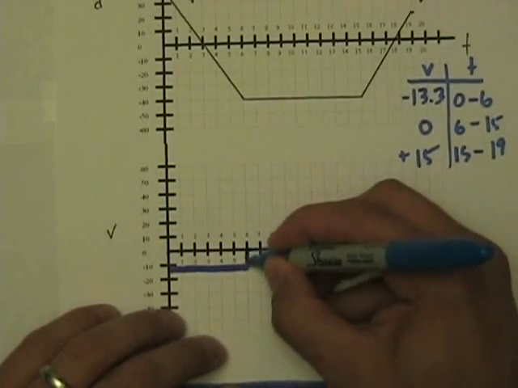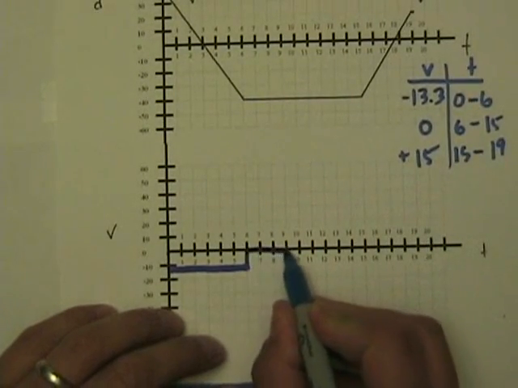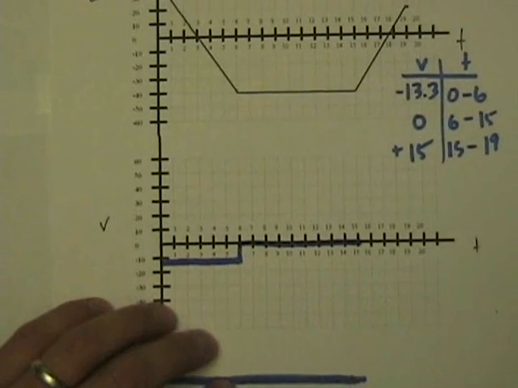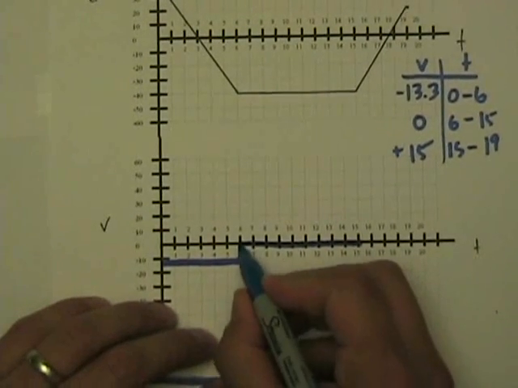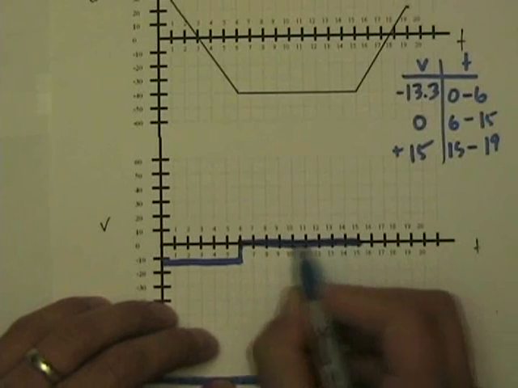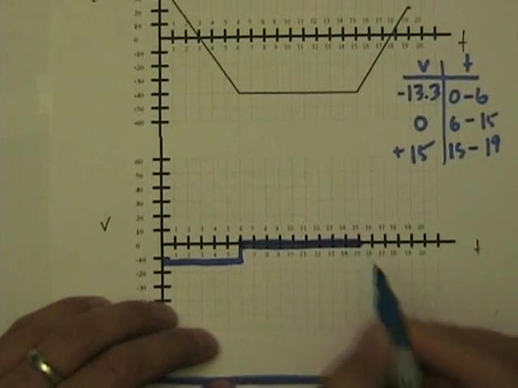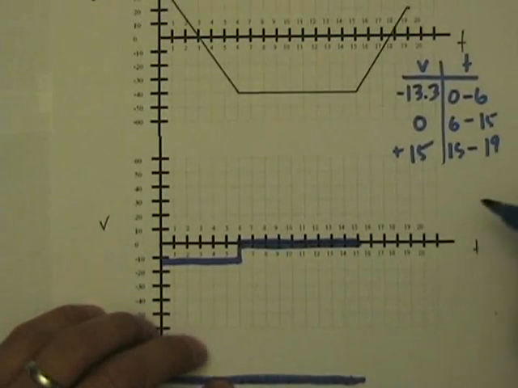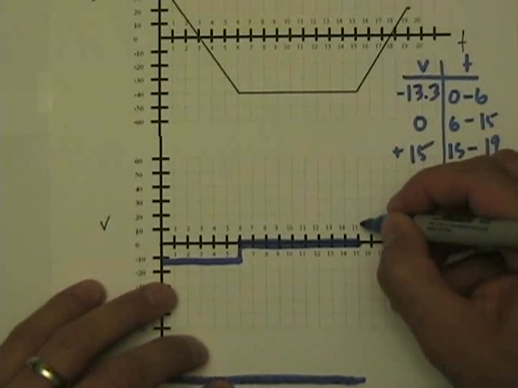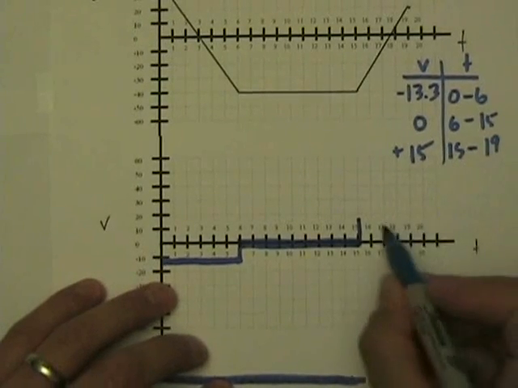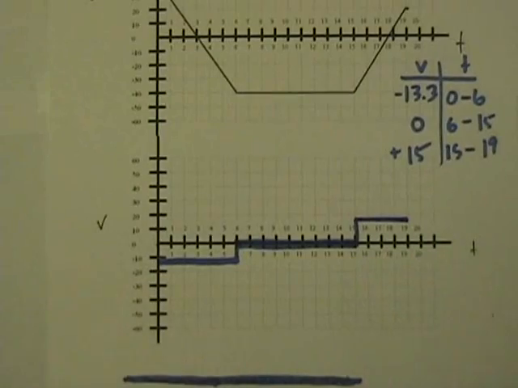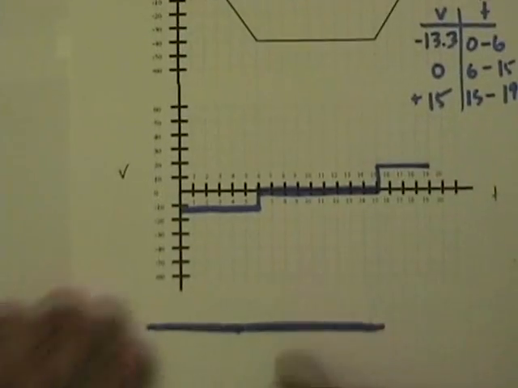For 6 to 15 seconds, you're at 0. So go like that, 6 to 15, that's 0 meters per second. I don't know, you can't quite see it very well, so I'll thicken it up. That's just along the 0 on your VT graph. And then finally from 15 to 19, you're at 15 meters per second. So that's like that. There you go. I just converted this DT graph to that VT graph.